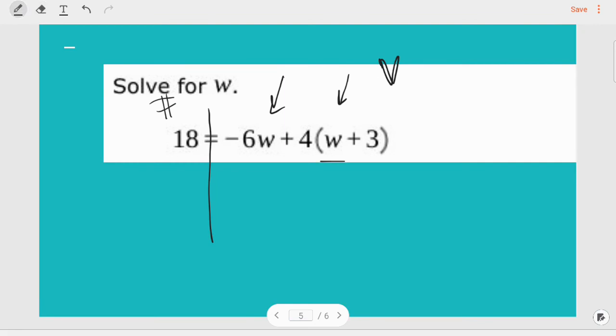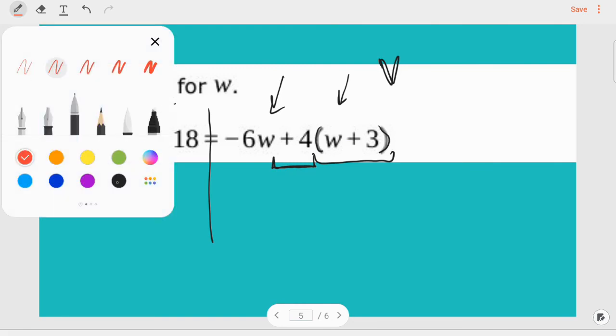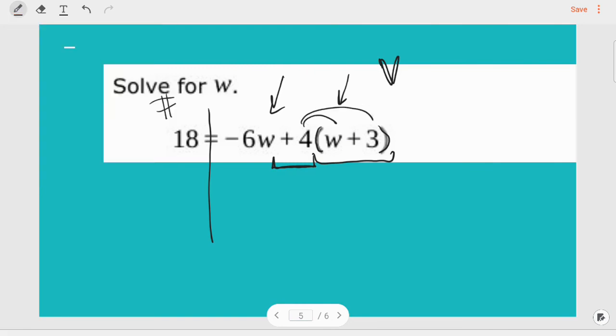But what do I distribute? Well, if these are my parentheses, I go to the sign in front and distribute that. So I'm going to distribute a positive 4. If this was a minus sign, I'd be distributing a negative 4. As I distribute, I'm going to change back to back. Positive 4 times w is 4w. Positive 4 times 3 is 12.